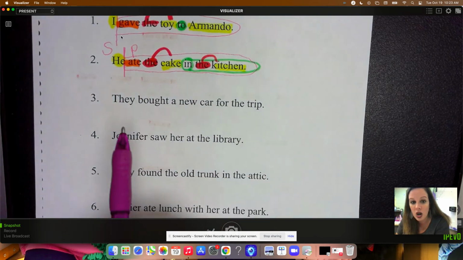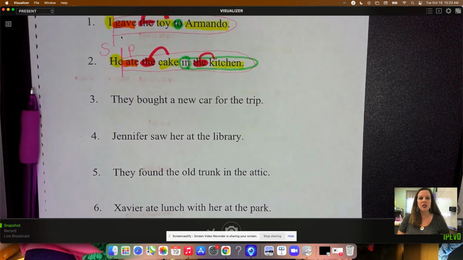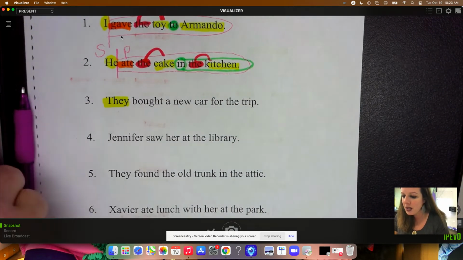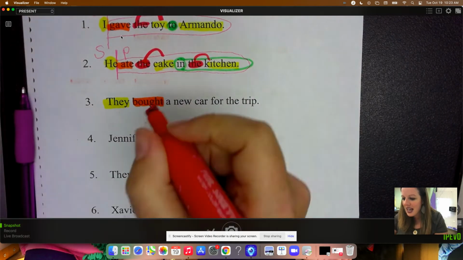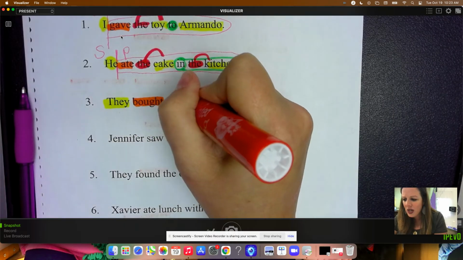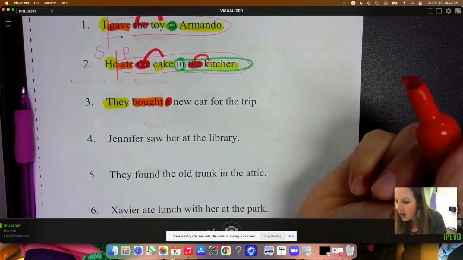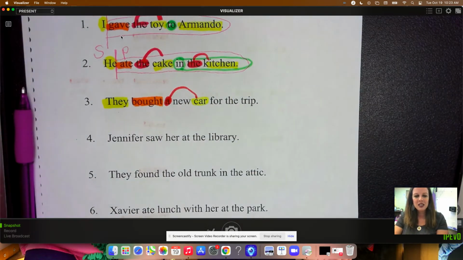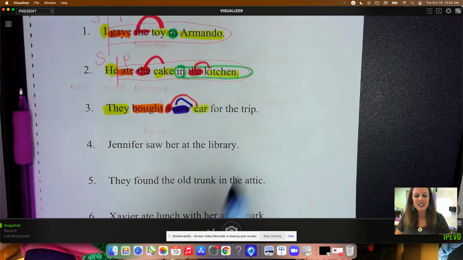They bought a new car for the trip. Who bought a new car? Well, they did. We don't know their names because they're using a pronoun. They bought a new car for the trip. What did they do? They bought. I see a noun marker. It's telling me that a noun is nearby. Is it right next door? A new? No. New is not a noun. A car. Yes, a car. But what kind of car? New. There's an adjective telling me what kind of car.